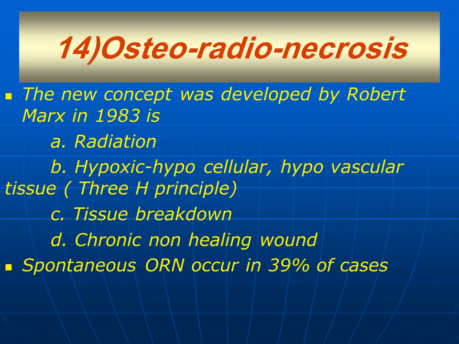Therefore, this new concept developed by Robert Marks can be summarized as: radiation, then hypoxic, hypocellular, hypovascular tissue is formed, the 3H principle, then tissue breakdown followed by chronic non-healing wound, which we call osteoradionecrosis.